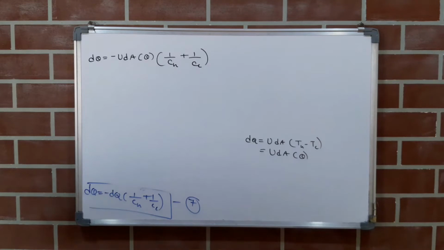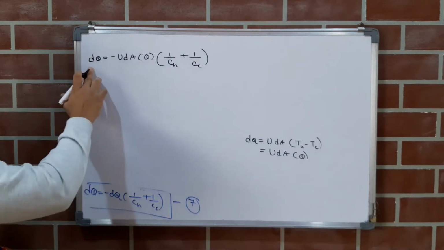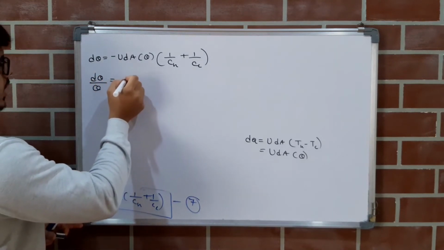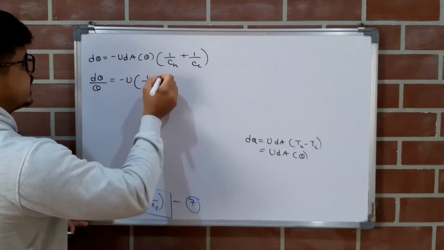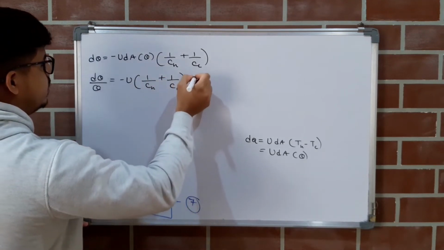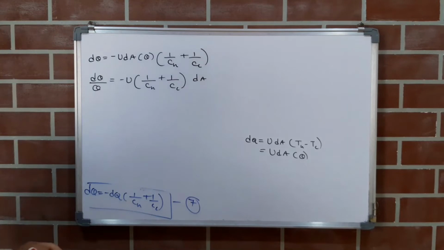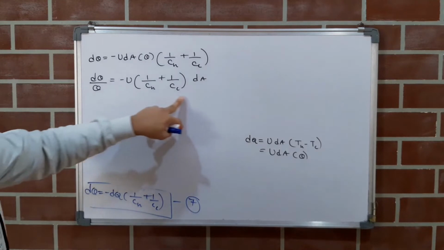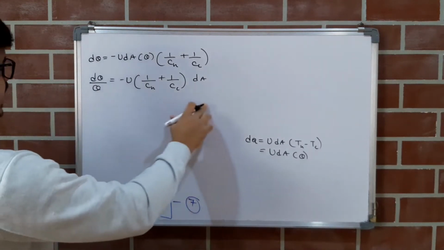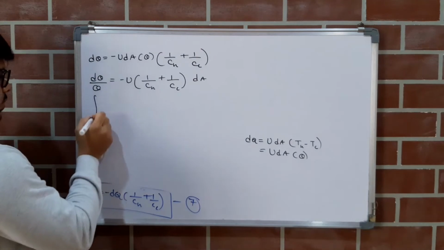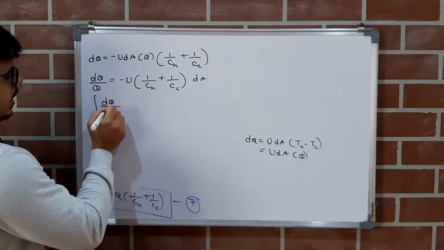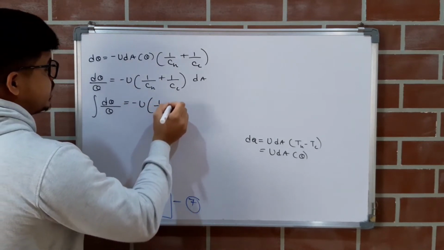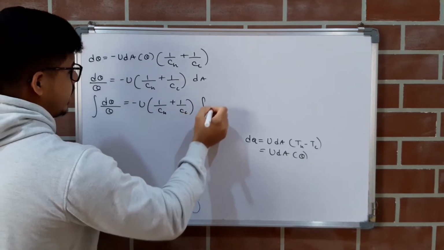So we will apply variable separable form, that is, we will bring this theta terms on one side. So it will be d theta upon theta is minus u into 1 upon ch plus 1 upon cc into dA. So after getting the variable separable form, we will integrate this part. So you can write integrating the above equation, right? You have to write the line that integrating the above equation. So integrating this, we will get d theta upon theta is equals to minus u into 1 upon ch plus 1 upon cc into integration of dA.